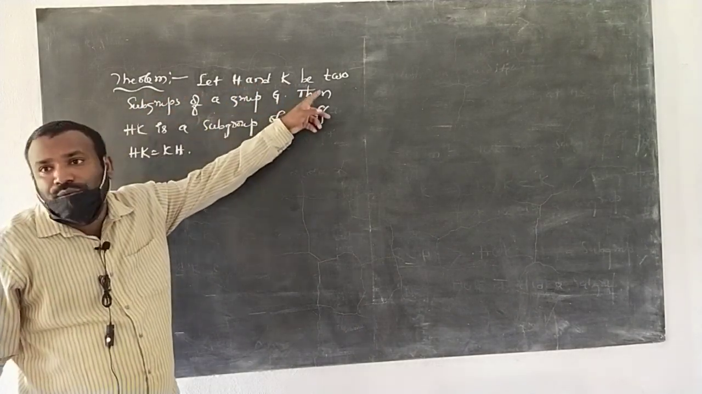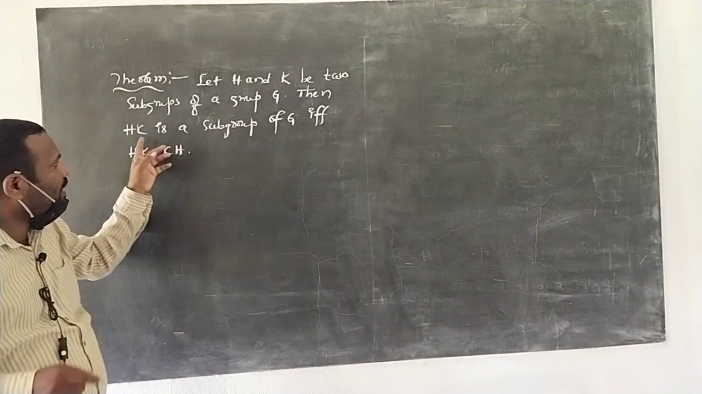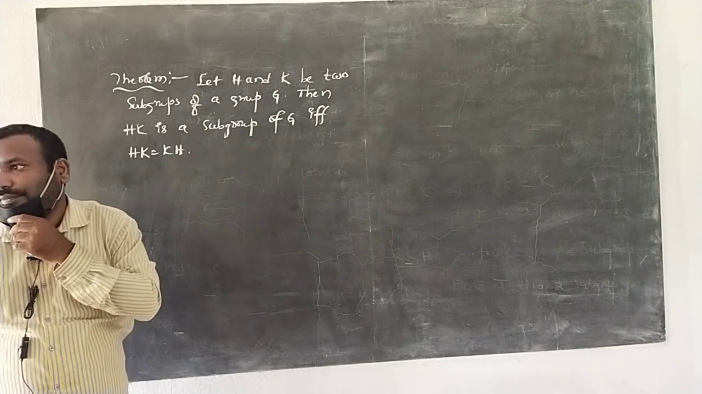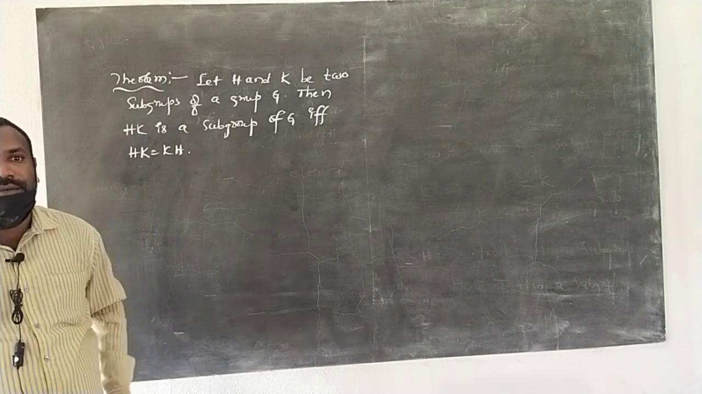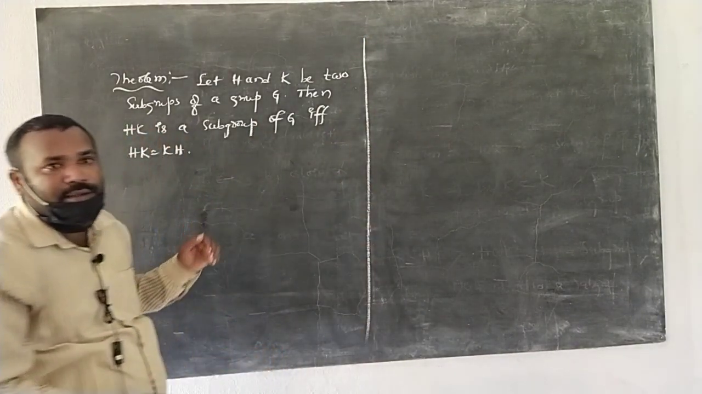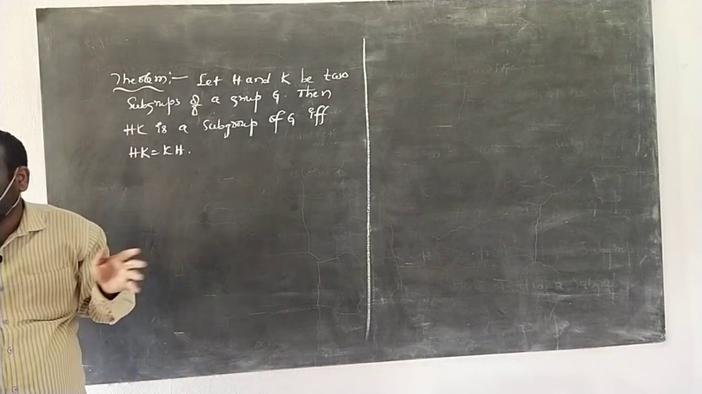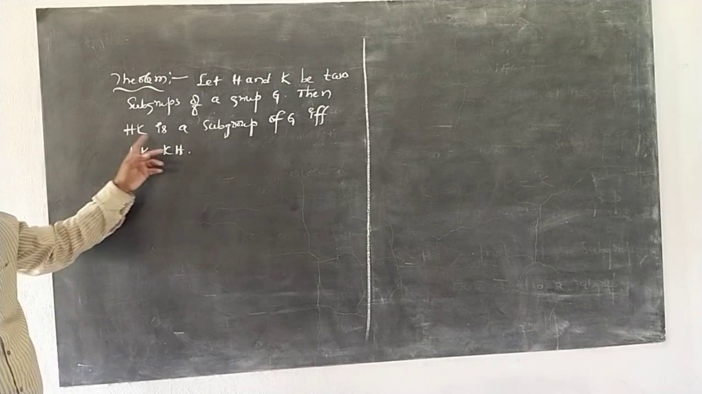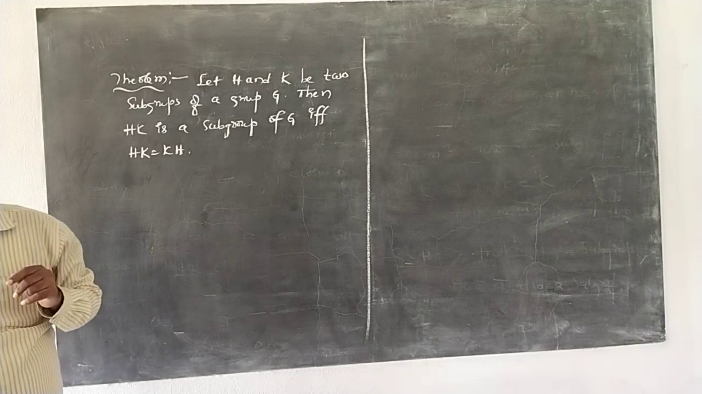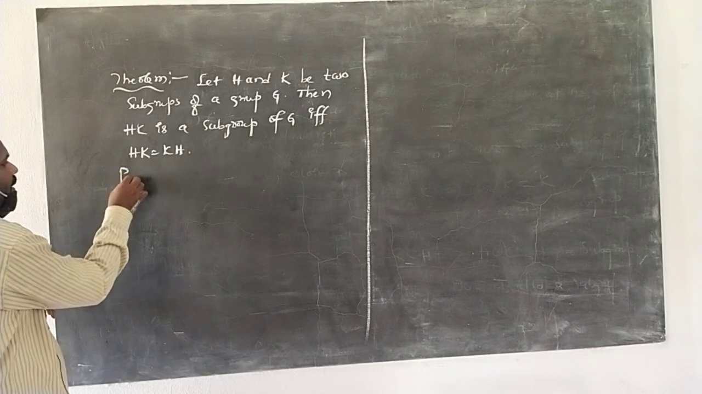Let H and K be two subgroups of a group G. Then HK is a subgroup of G if and only if HK equal to KH. So this is an if and only if type theorem, and there are necessary and sufficient conditions in this theorem. HK, the product of two subgroups. HK is a subgroup if and only if HK is same as KH. Understand? First you figure out the theorem and later you write the proof.